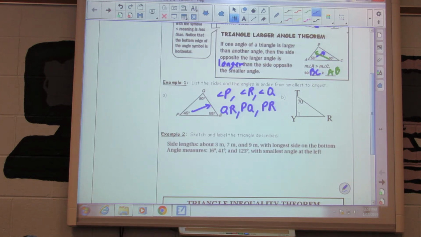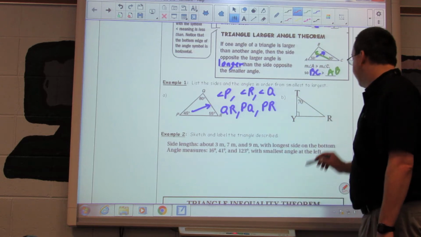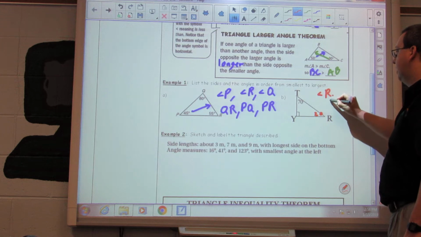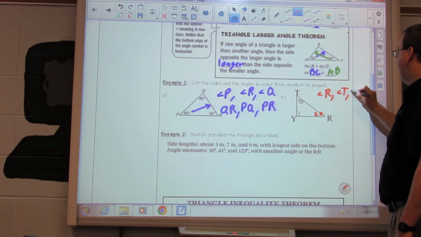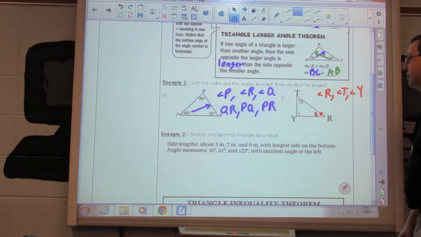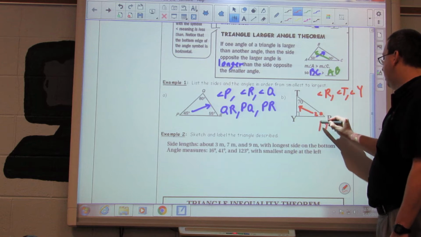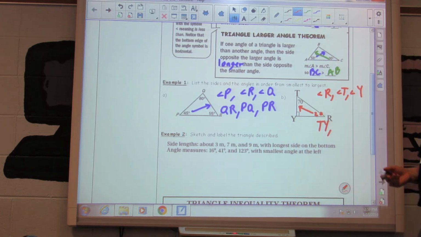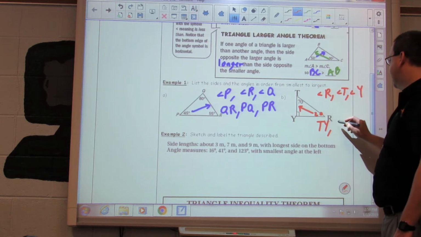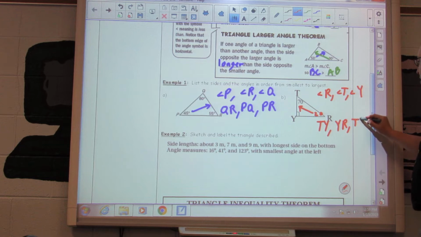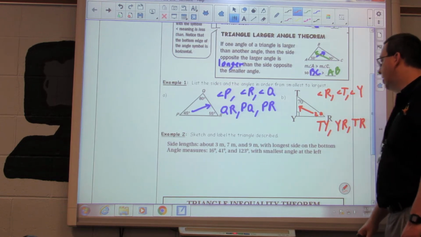In the second triangle, I have 70, 90, I don't have anything at R, but again, my triangle adds up to 180. So I can solve for this and know that angle R is 20 and is then my smallest angle. So angle T is middle, and angle Y at 90 is the largest. So again, opposite that 20 is TY, so that is my smallest side. Opposite the 70 is YR, and is my medium side, and TR, my hypotenuse, is the longest side.